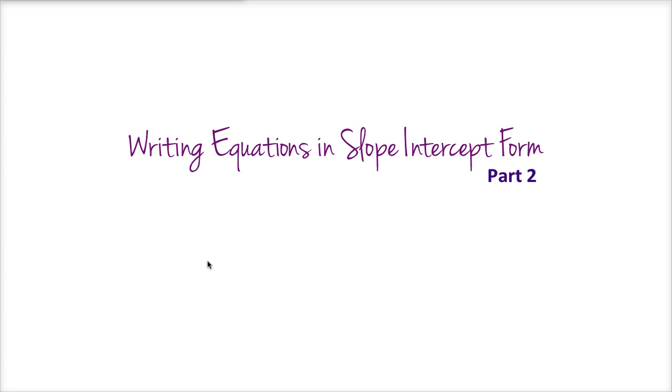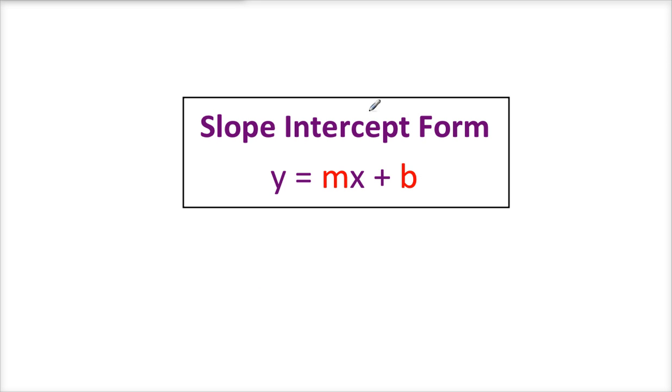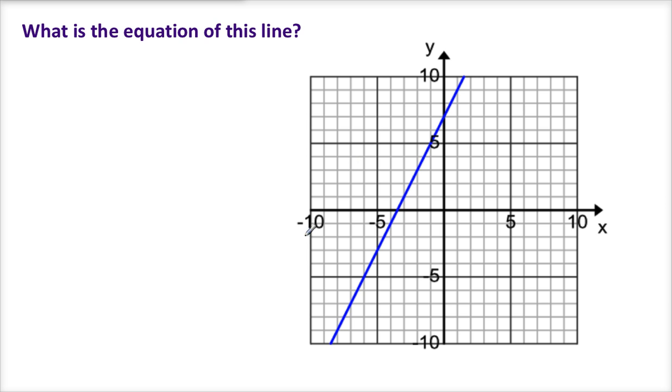This is part 2 of writing equations in slope-intercept form. So first of all, remind yourself what slope-intercept form looks like. Remember, it's y equals mx plus b, where m represents the slope of the line and b represents where the line crosses the y-axis. So this time, we're going to be given the graph of the line, and we need to write the equation of it.